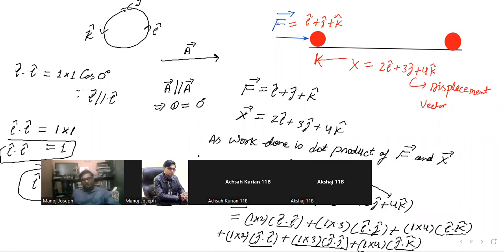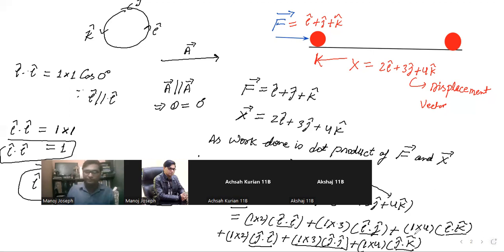So there will be 3 occurrences. The one set will be of I dot I, another will be of J dot J, and the third will be of K dot K. That will give us the answer. The rest of the terms will become 0 because of the orthogonal dot product of these two vectors.